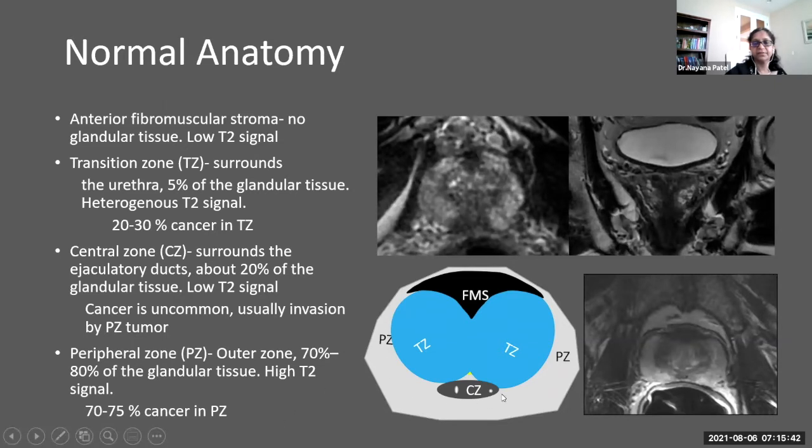The peripheral zone, it is the outermost zone, contains 70 to 80% of the glandular tissue. Normally, it has high signal intensity on T2 weighted images, as you can see here in these images. In majority, 70 to 75% of the prostate cancer arise in the peripheral zone.